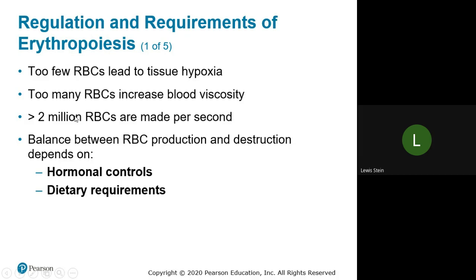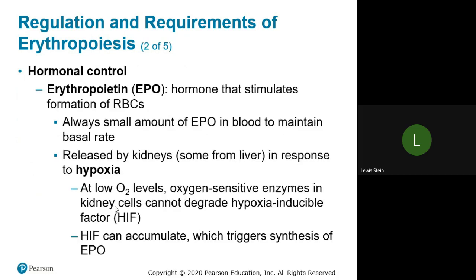Okay, so 2 million RBCs are made per second. The balance, hormonal controls and dietary requirements. You're going to encounter in your own lives, or certainly if you go into any type of medically oriented field, people who have varying types of anemia, like the one who's talking to you. So it's based on erythropoietin, which we can make genetically. There's always a small amount to maintain a basal rate. It's from the kidneys mostly, a little bit from the liver, in response to low levels of oxygen. Pretty standard negative feedback loop.